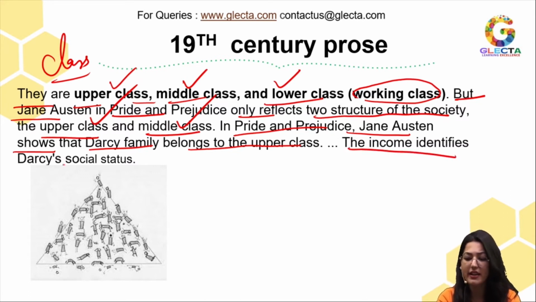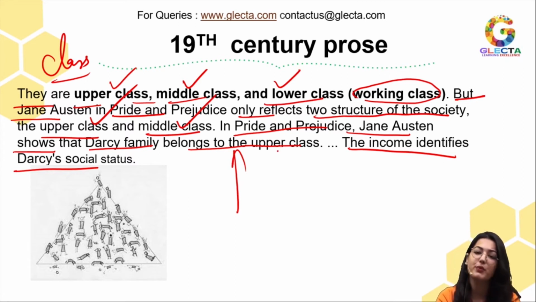Income identifies Darcy's social status. Through income, people can be judged as to which category, which class they belong to. Their living style, the luxurious life and the facilities they have decide which class they belong to in the society. So here we can say that Darcy belonged to the upper class. On the other hand, Elizabeth, the protagonist of this novel, belonged to the middle class. So here we can see that there are quite clashes in the novel regarding the classes, from the upper class to the middle class, and you will see this when you read it.